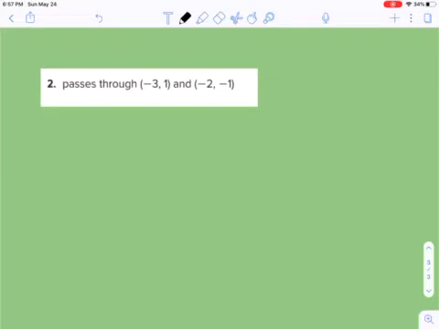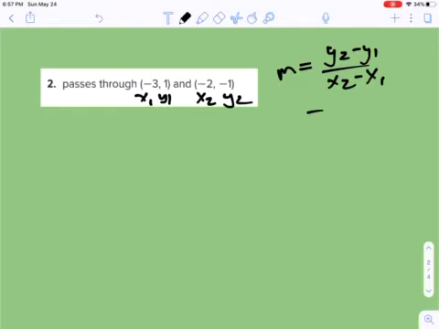Let's find our slope first. It doesn't matter what's going on here. Let's just find our slope. So my slope is going to be, well, we got x1, y1, x2, y2. So that's going to be y2 minus y1 over x2 minus x1. Well, my y2 is negative 1, and then minus my y1, which is 1. My x2 is negative 2, and then minus, this is my x1, negative 3.